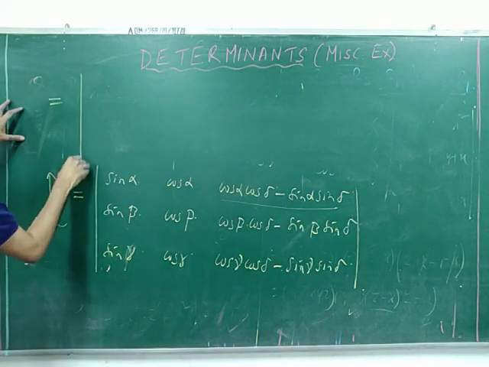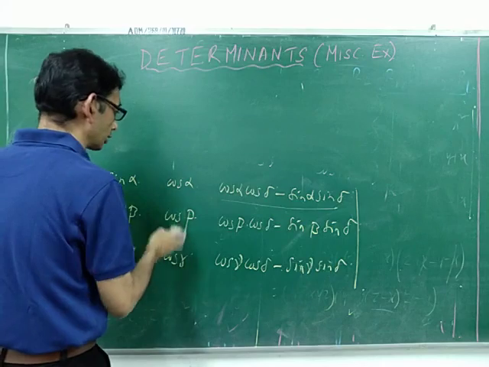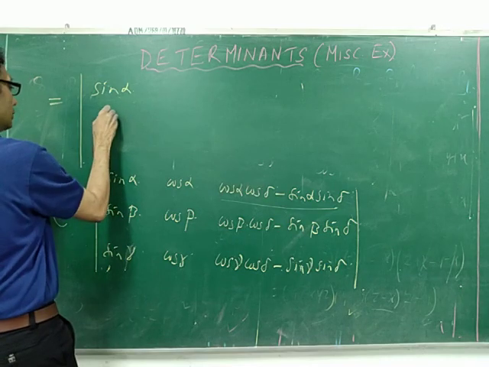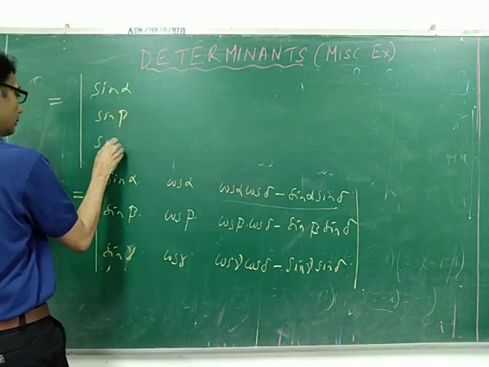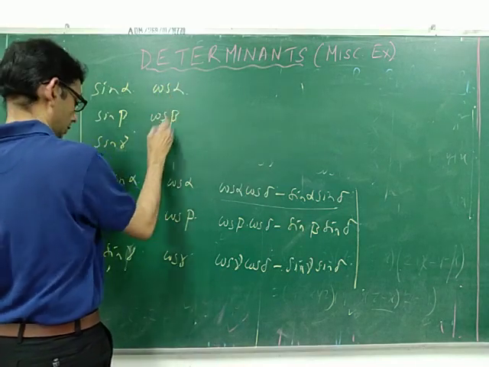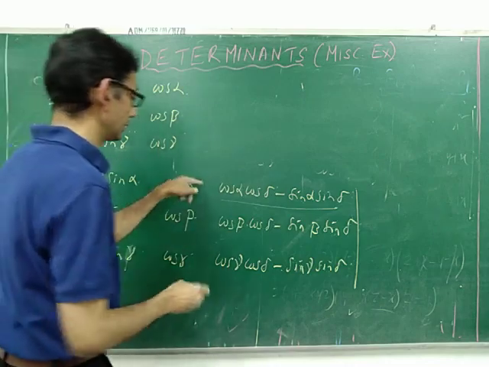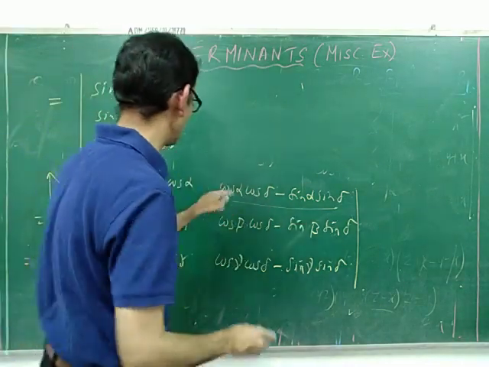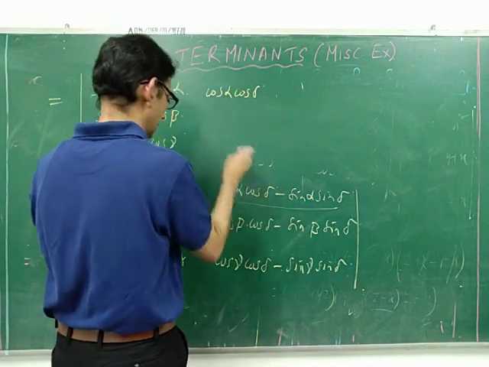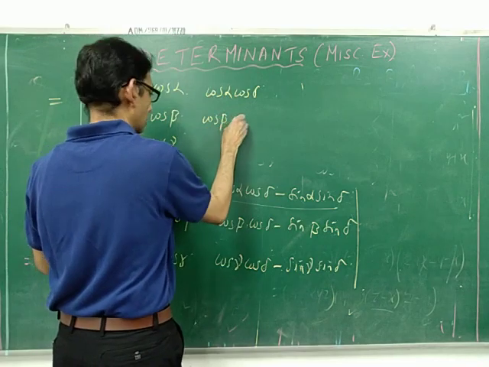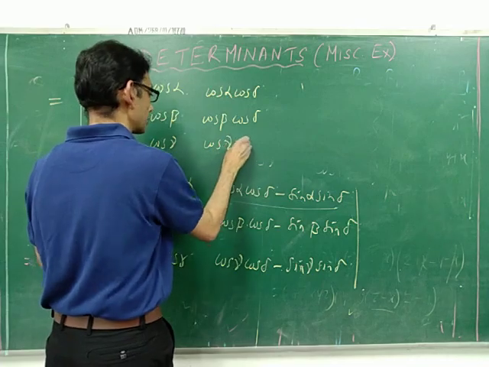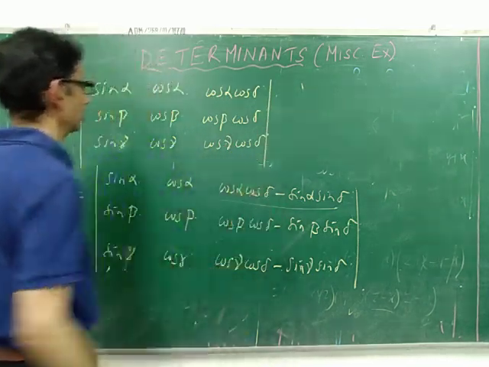See this. First row and second row, there is no change: sin alpha, sin beta, sin gamma, then cos alpha, cos beta, cos gamma. Then this term, this is the first term, this is the second term. First term is cos alpha cos delta, cos beta cos delta, cos gamma cos delta. This is the first determinant.